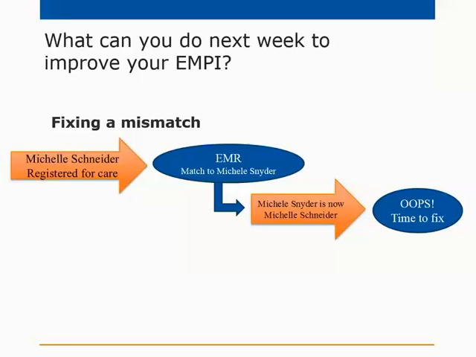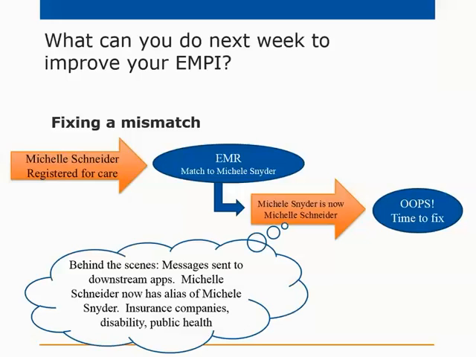All you're doing is editing the name. Michelle Snyder is still part of the history, so even when you fix this, behind the scenes, the messages are sent to the downstream apps. So Michelle Schneider has updated all of Michelle Snyder's insurance companies, disability, public health reporting, anything out there, any other systems that are downstream and associated even in the HIE have now just gotten a message very quickly to say, hey, her name has changed, and it updates it. But both names are part of the history and part of the alias for that patient's record.